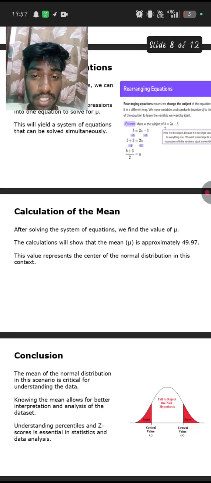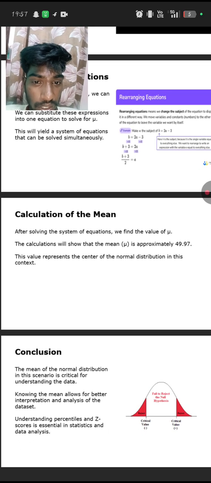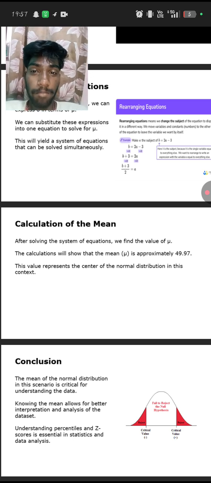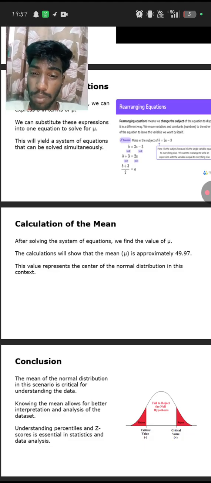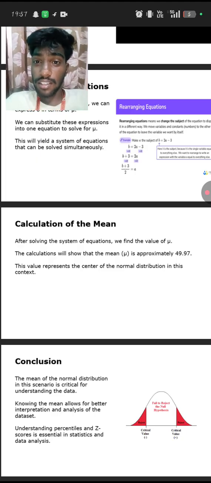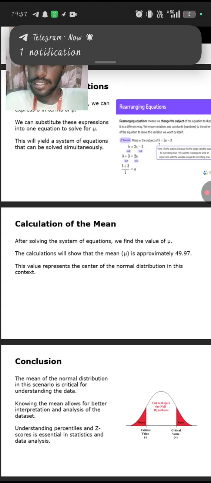Calculation of the mean. After solving the system of equations, we find mu. The calculations show the mean is approximately 49.47. So, as asked in the question, to determine the mean and the variance, we got the mean as 49.97. This value represents the center of the normal distribution. The center line value represents the center of the normal distribution in this context.